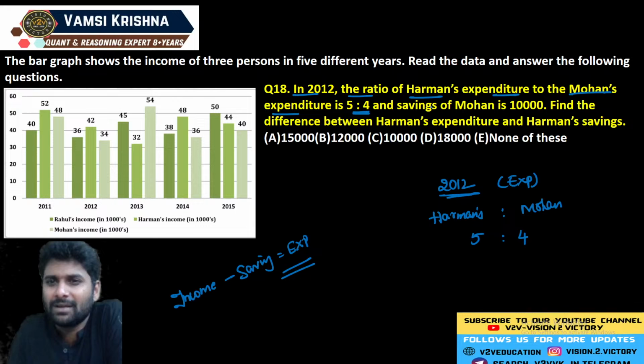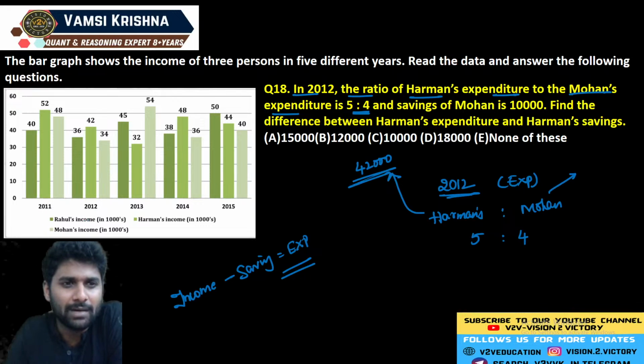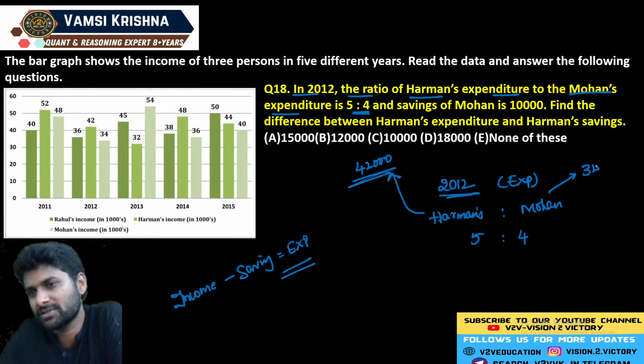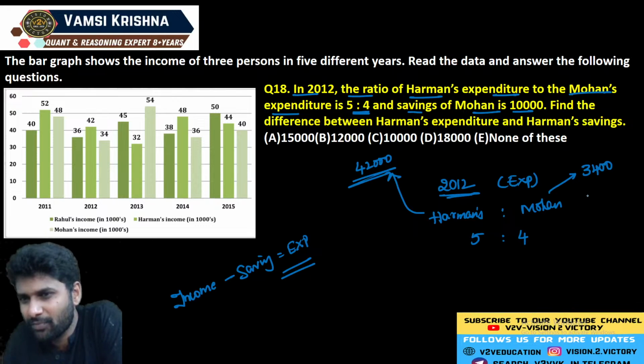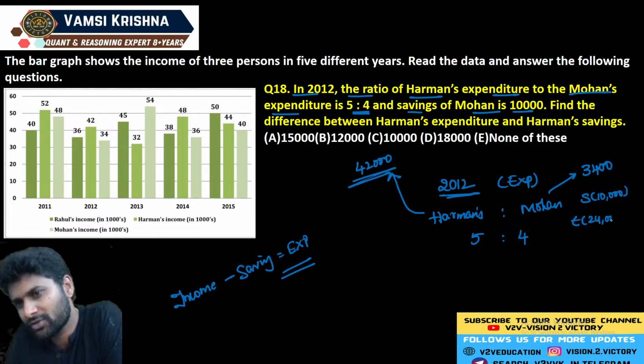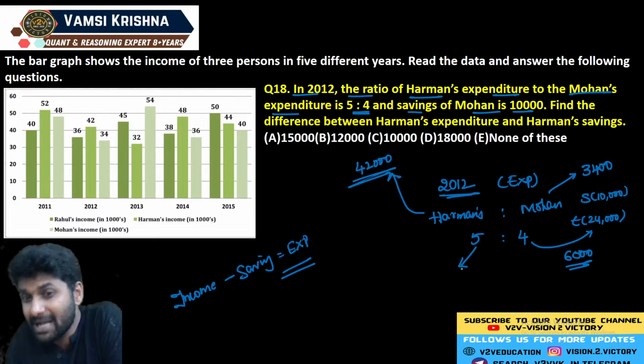Now go through the next one. First identify, in 2012, what is the income of Harman? 2012 Harman means it's the second data. It's 42,000. Income of Mohan means it's the third. It's 34,000. And savings of Mohan is 10,000. Definitely expenditure must be 24,000. Now you know the comparison here. So 4 becomes 24,000. Each unit is multiplied by 6,000. Now here Harman's expenditure is exactly equal to 30,000.